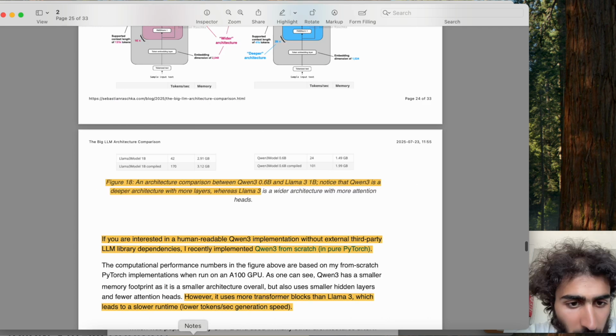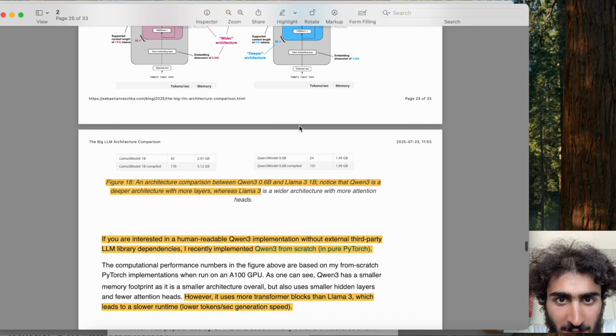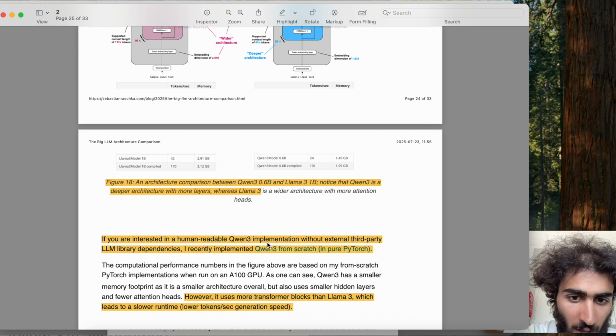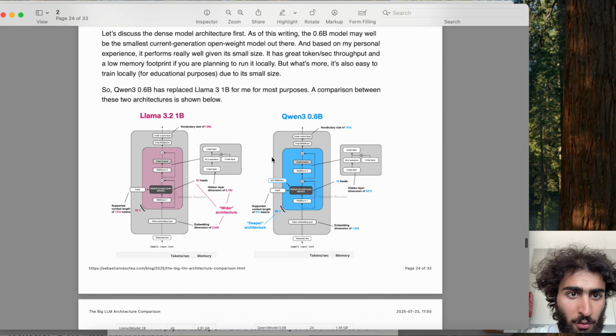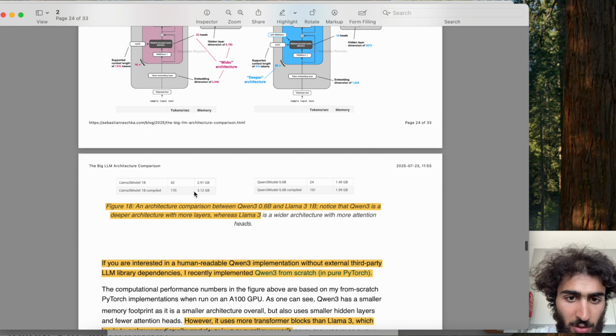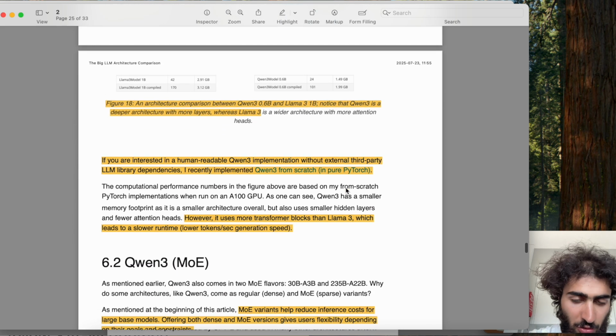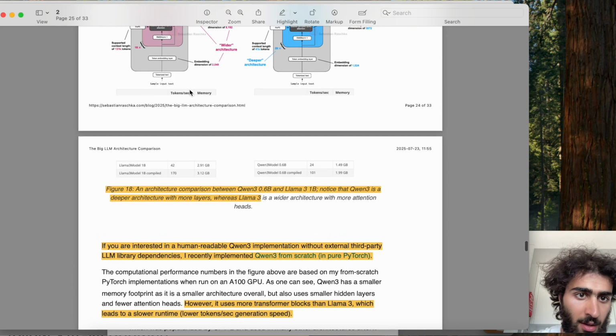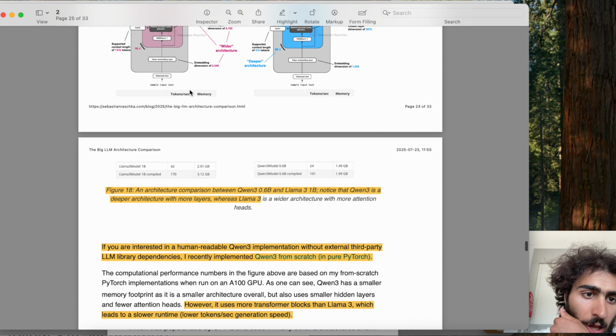And you can see here some performance numbers on tokens per second and memory usage. So we can see that the Qwen 3 model has a higher latency, but a lower memory usage on an A100 GPU. And the reason for this is that it uses more transformer blocks than Llama 3, which leads to a slower runtime, but is, of course, 60% of the size of Llama, so has a smaller memory footprint. So this is one trade-off between the two. If you want higher latency, then probably go ahead; if you want lower latency, then get the Llama set of models.